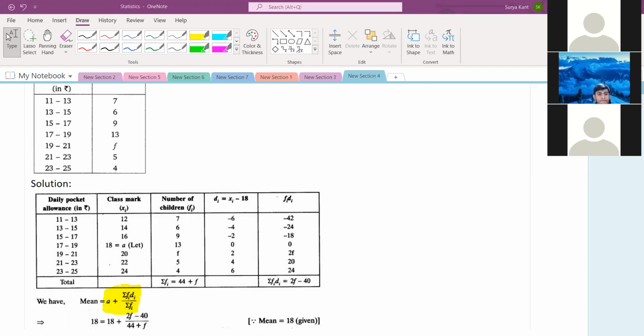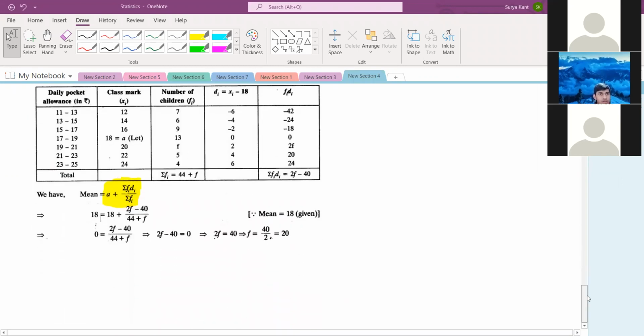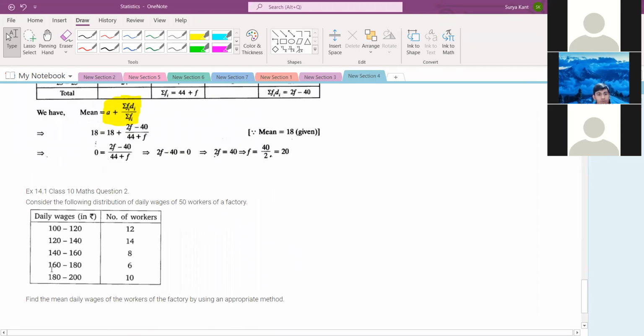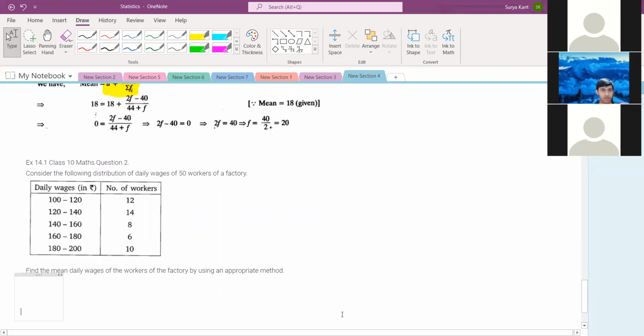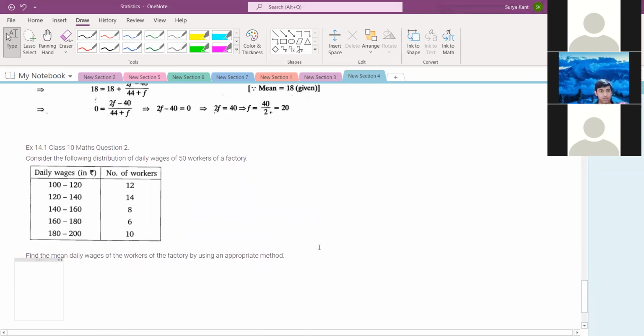Because I've not taught it yet. I've taught only two methods till now, that is the direct method and the assumed mean method. Last class I had a network problem at the end, so I was unable to understand you. Okay, anyway, fine. We'll discuss. See, question number 2, I will do by the step deviation method only. Okay.